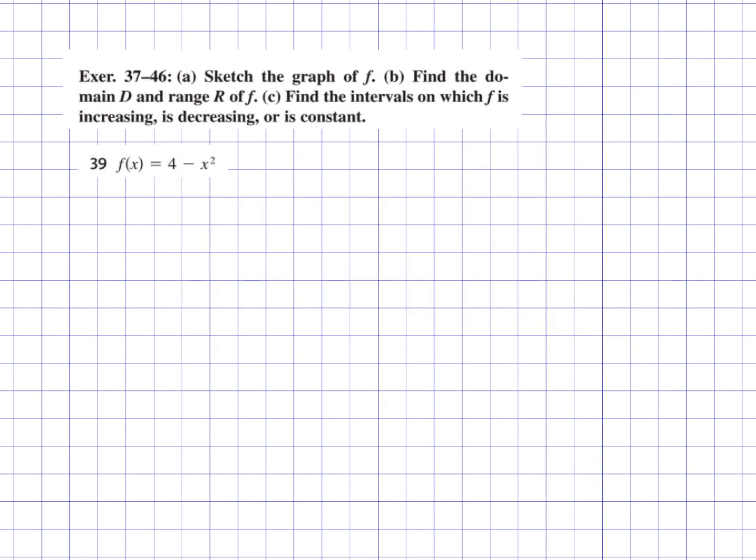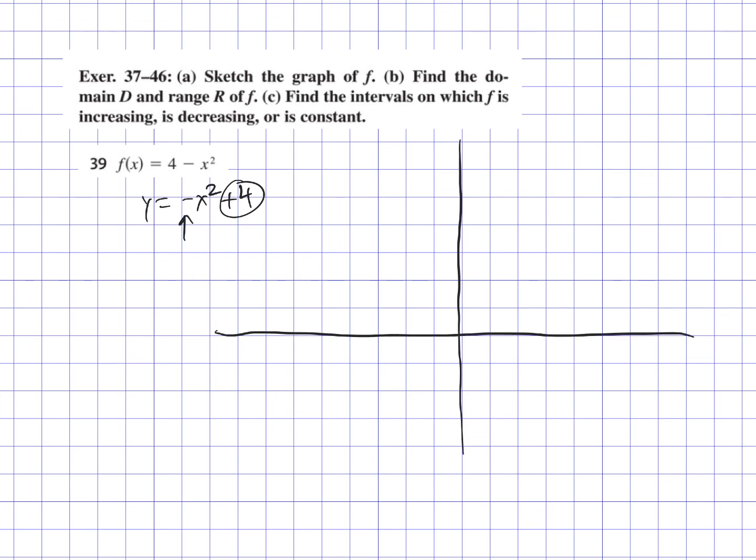Okay. 39, let's do the exact same thing again. Now we got to graph this. Let's rewrite this as y equals negative x squared plus 4. So a is negative, goes through the y-axis at 4. The exponent's a 2, so it's parabolic. So 1, 2, 3, 4.